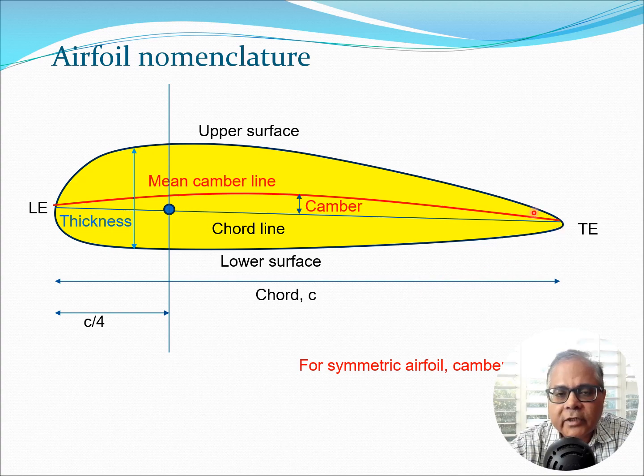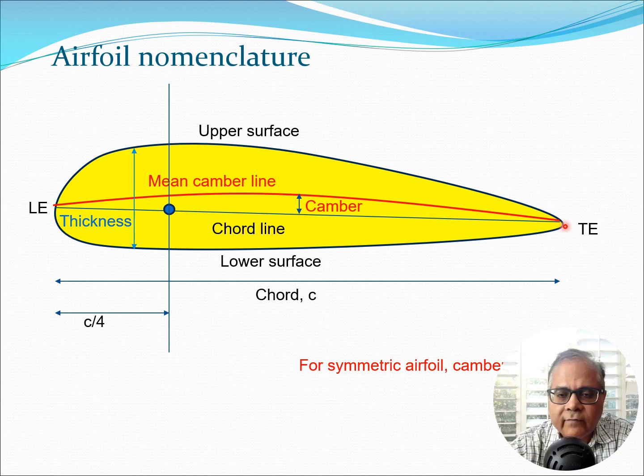So now let's look at the cross section in more detail. Here I have given an expanded view of an airfoil cross section in yellow. Again, this is the trailing edge, this is the leading edge, you have the upper surface, you have the lower surface, and the distance from the front to the back of the airfoil section is known as the chord or the chord length, and it's typically denoted by the letter C. One more important location is the quarter chord. It is at the location C by 4 from the leading edge. Now, if you join the leading edge and the trailing edge, you get something known as the chord line.